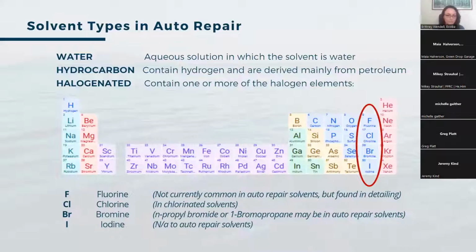And for parts washing, chlorine or chlorinated solvents is the most common halogenated element that you'll find in auto shops. So we do also see fluorine in certain detailing products like wheel shine products, but chlorine is the primary one that we'll focus on today.